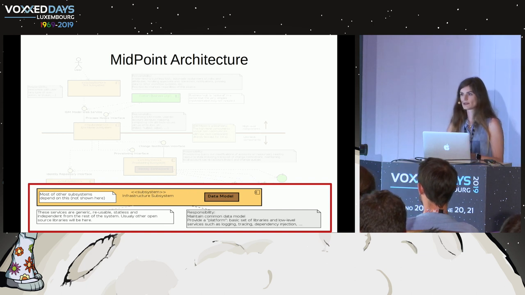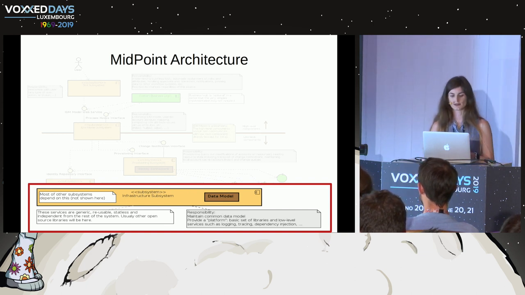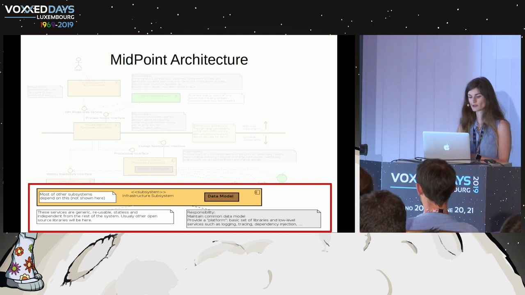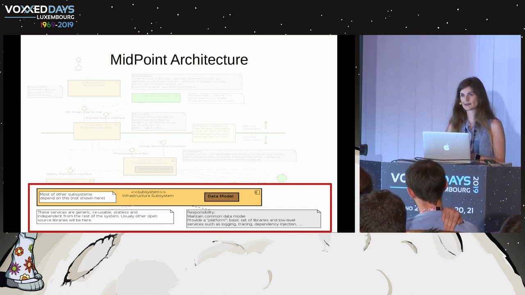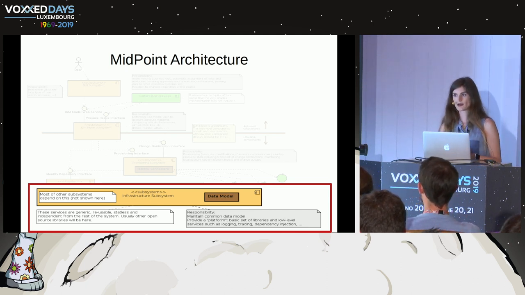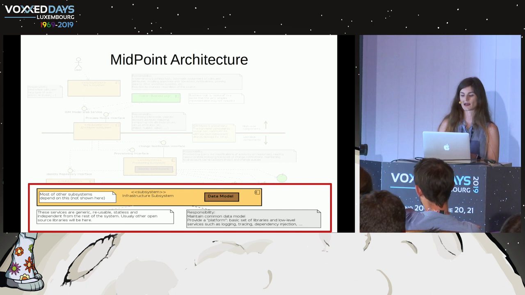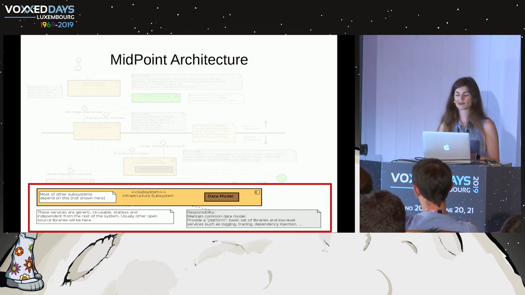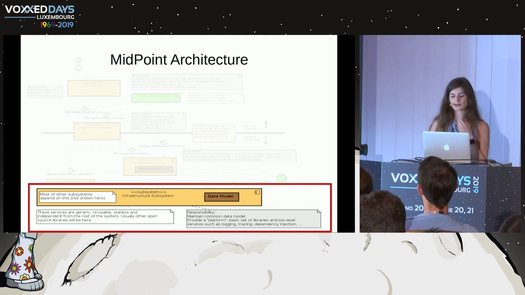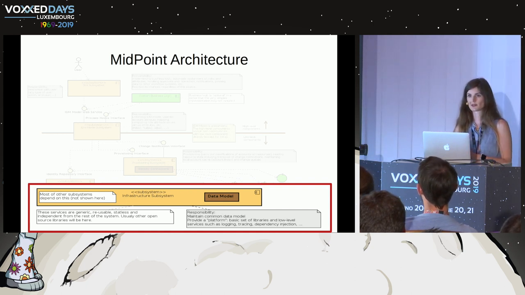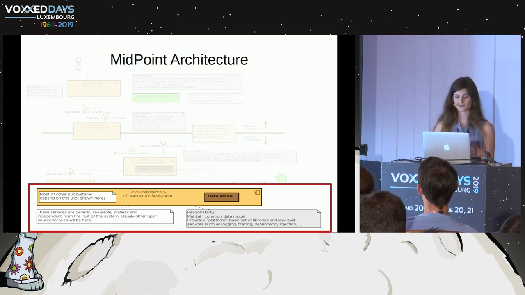One subsystem I didn't mention at the beginning is the infrastructure subsystem, and its primary goal is to maintain a common data model and provide some basic services like logging, tracing, dependency injection, and so on. This infrastructure subsystem is used by all other subsystems.